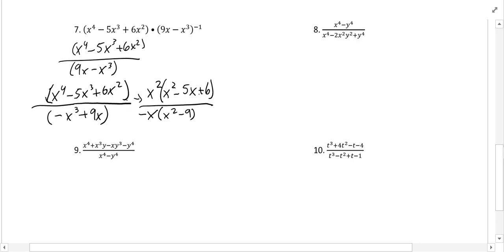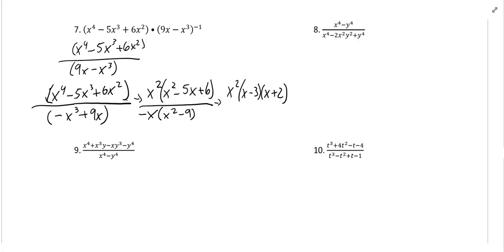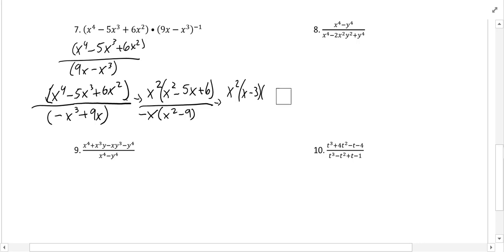So then you want to go ahead and see if these are factorable. Well, are there any factors of 6 that add to negative 5? Well, there are. So I'm going to rewrite this. So x squared, so x minus 3, x plus 2. I'm sorry, x minus 3, x minus 2.